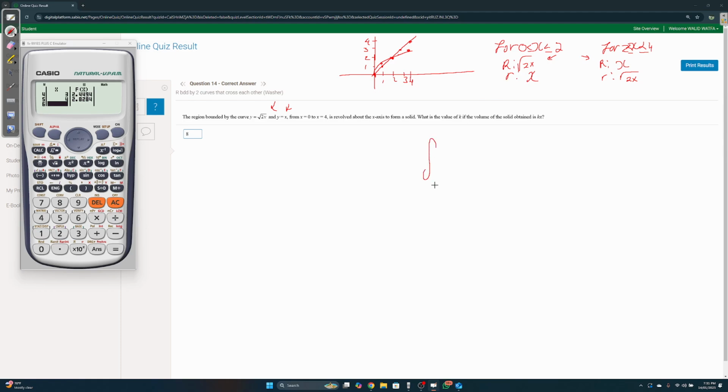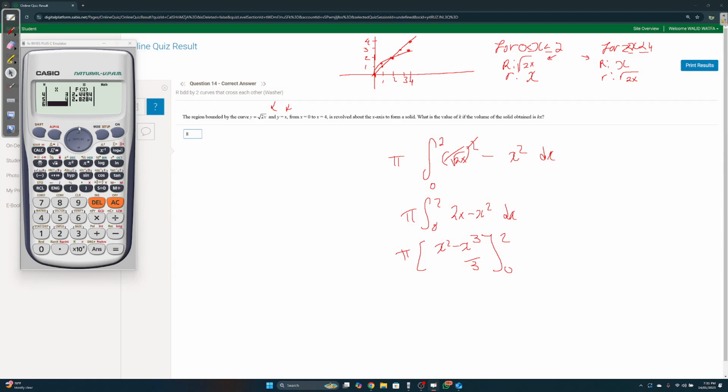So let's start with the first, between 0 and 2. So pi integral big R minus small r, so root 2x squared minus x squared dx. So cancel the root with the square. So it's going to be pi integral from 0 to 2 of 2x minus x squared dx. Okay, you're going to get x squared minus x cubed over 3 between 0 and 2 with pi outside.